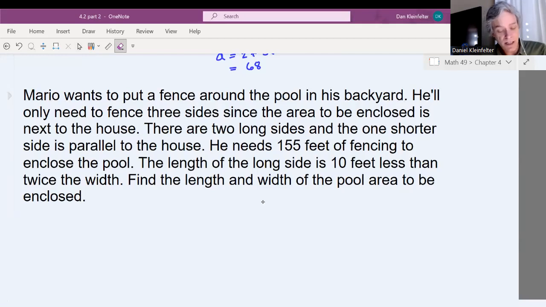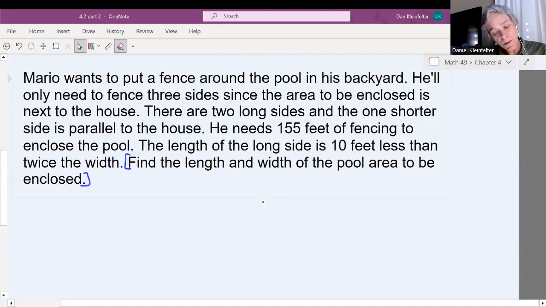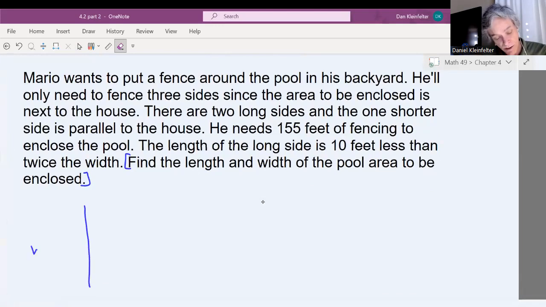So there's a lot to that. Of course, the last sentence is the part that is just telling us what to do. I would start with a picture on this one. So he's fencing the pool area in his backyard. It is up against the house, so let's make the house one side of it. And then we can assume it's a rectangular area. If they were going to make it some other kind of funny shape, then they would need to tell us more. So otherwise, we're going to assume it's rectangular.